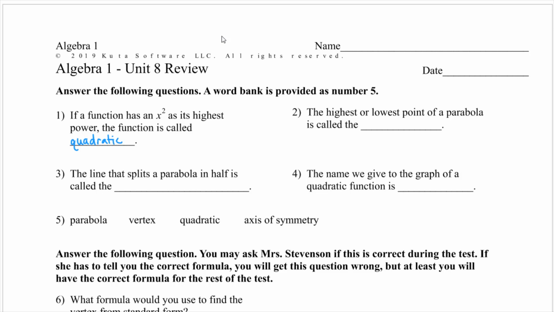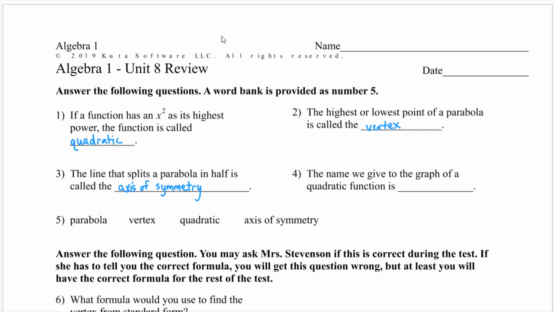The highest or lowest point of a parabola is called the vertex. We could also say it's our maximum or minimum value, or that it's our turning point. Those are all other ways of describing the vertex. The line that splits a parabola in half is called the axis of symmetry, because if you make a line through the vertex vertically, then the parabola should look the same on either side, as though there were a mirror in the middle.